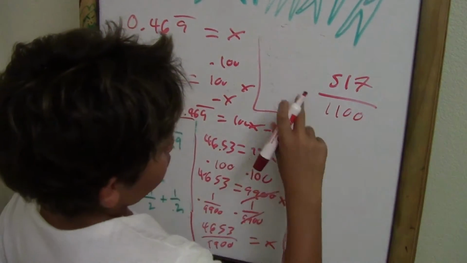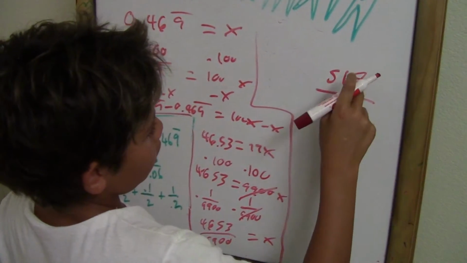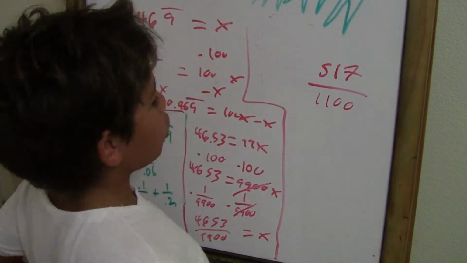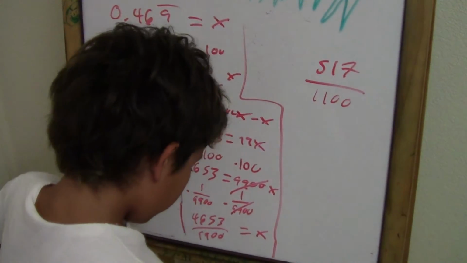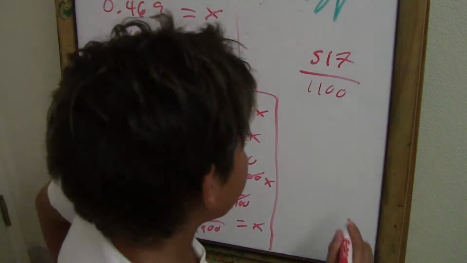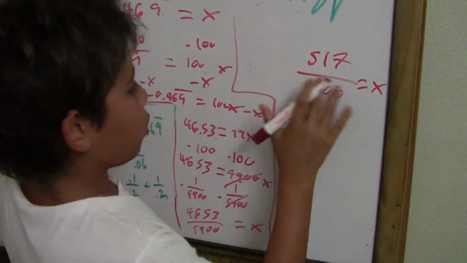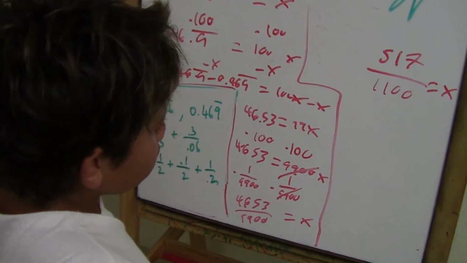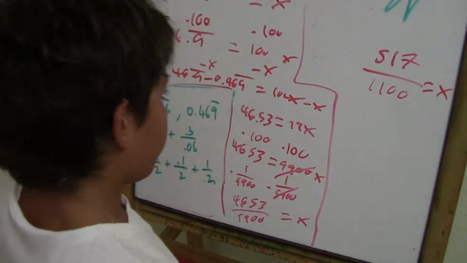Is it divisible anymore? Hopefully not. 12, 13. Yes, it's not. It can still be divided by 2, but that's not. So this is all we got, in its purest form. Ta-da! This is x.